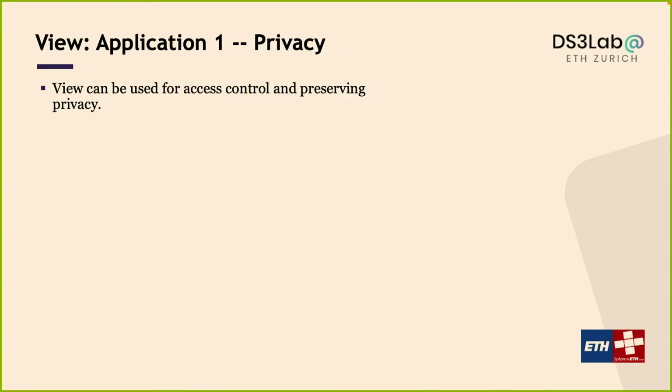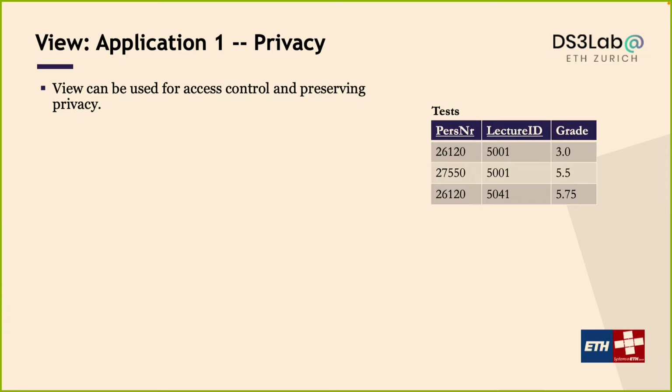So just like another example, right? For example, we manage all the information of the students. There's the ID of the students, there's which lecture each student takes, and also the grade of each student. Ideally, you want to be the only one who knows your grade. You don't want other people to know the grade.